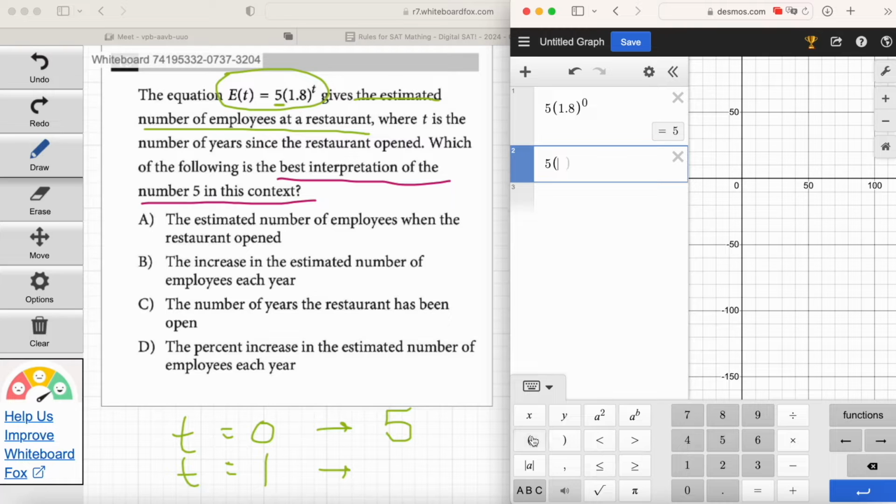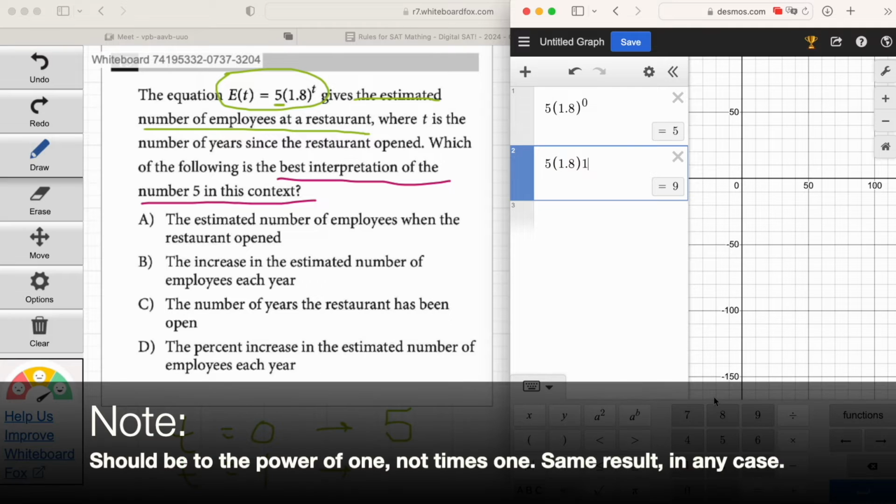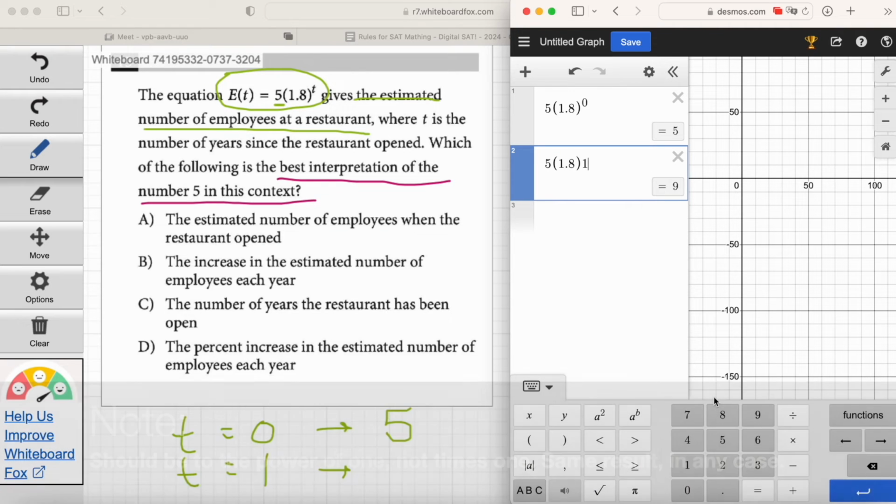So we got 5 times 1.8 to the power of 1. Do you see what that gives us, Ruby? Yes, we got a 9. So that means after 1 year after the restaurant opened, we've got 9 employees. Does that make sense? Yes. Okay, so that's an increase of 4 there.